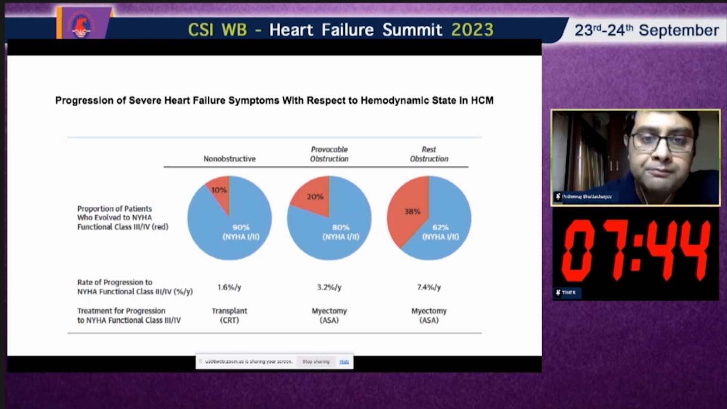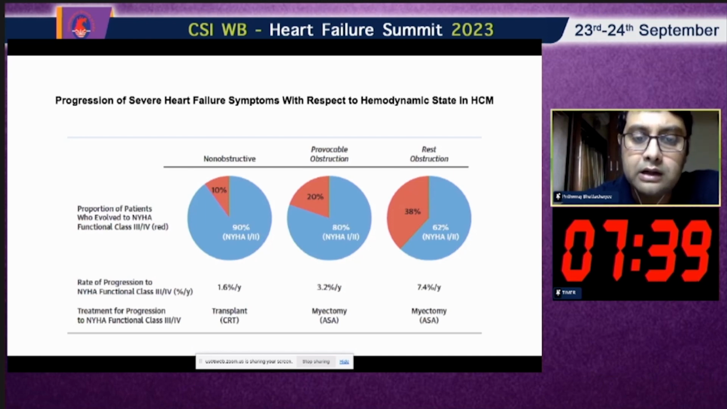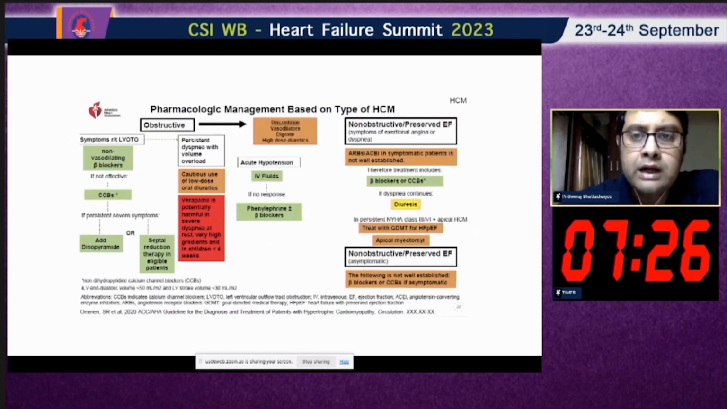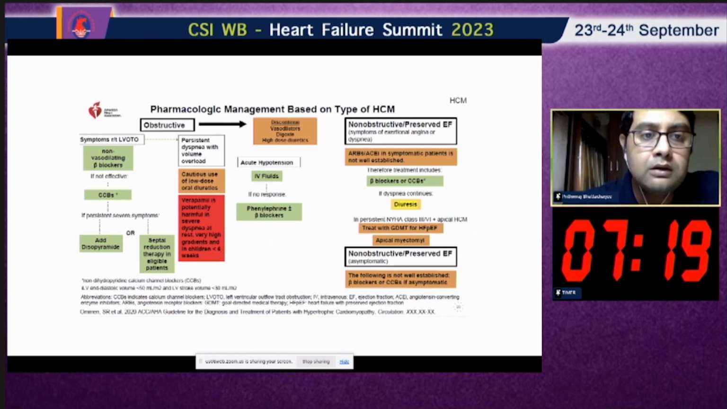In non-obstructive patients, the ultimate treatment in end stage is transplant or cardiac resynchronization therapy. In obstructive patients, the treatment is either myectomy or alcohol septal ablation in a selected group of patients. If we look at the pharmacological therapy for LVOT obstruction, mainly when there is a symptom of LVOT obstruction, non-vasodilating beta blockers are the first choice. When they are not effective, CCB is given, and disopyramide may be added over that if the symptoms are still severe. Ultimately, the choice might be septal reduction therapy in eligible patients.